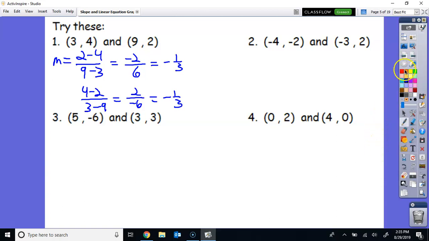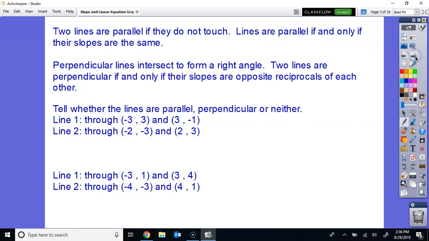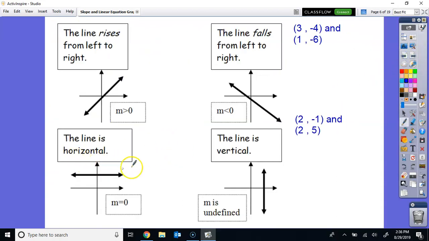The slope tells me the steepness of the line, so you also look at the number to help tell if the line is a very steep line or not so steep. And you can also tell if a line is going to be horizontal, if it has a 0 for the slope, or vertical if it is undefined.